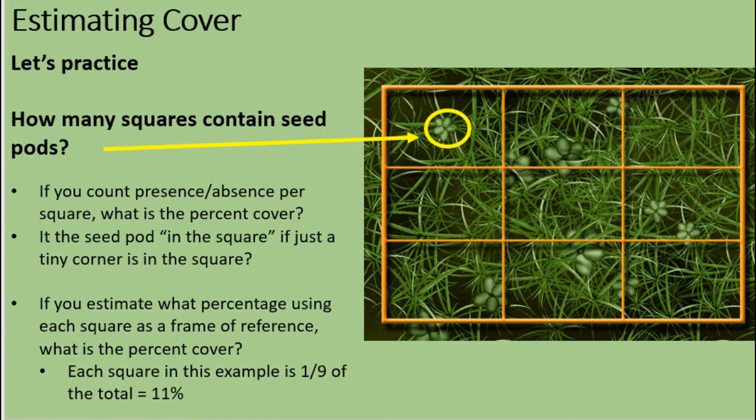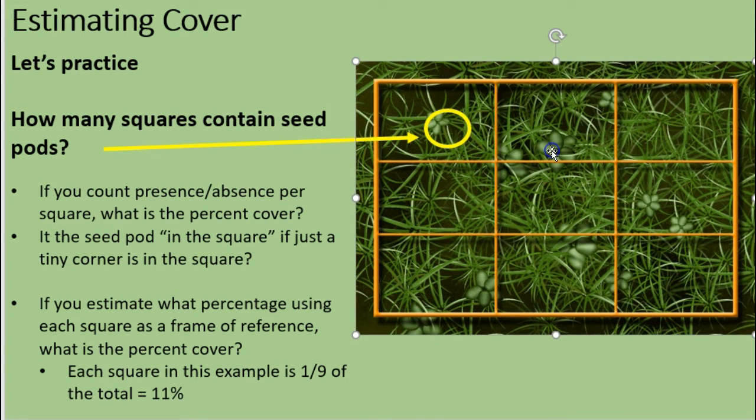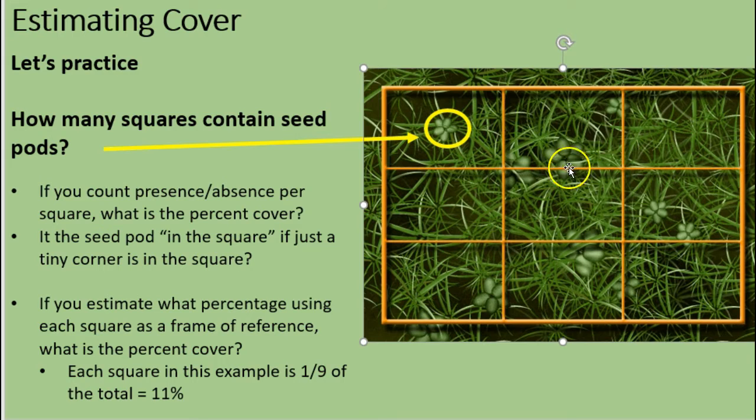So let's practice. How many squares contain seed pods? So these are seed pods right here. These right here. Okay. If you count presence or absence per square, what is the percent cover? If the seed pod is, quote, in the square, is it just in the tiny corner of the square? Does that count? Or does it have to be totally in the square? These are the questions you need to ask yourself.